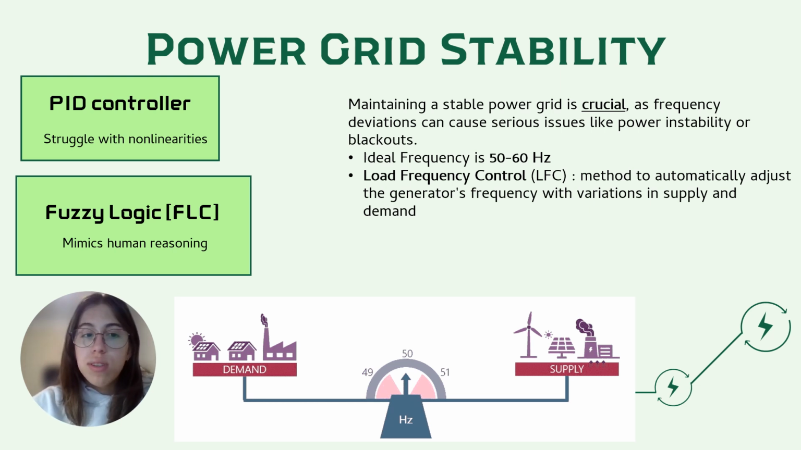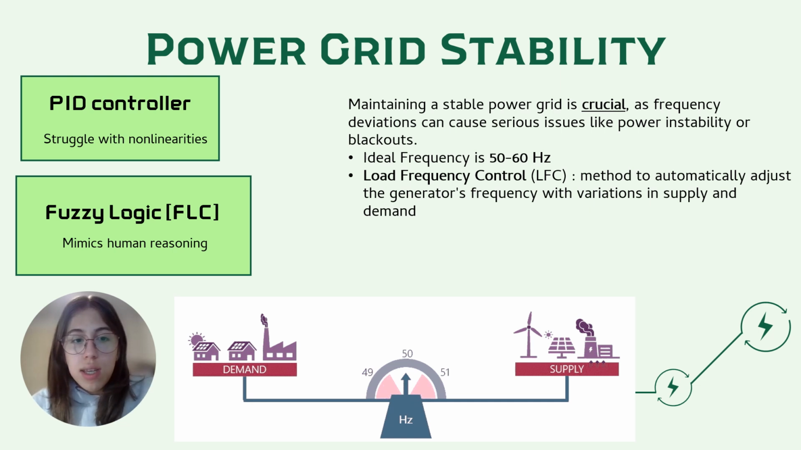However, there are fluctuations that can occur due to changes in supply and demand. If demand increases, the frequency can drop, and if supply surpasses demand, the frequency can rise. These fluctuations can impact the stability of the system and lead to blackouts as well.